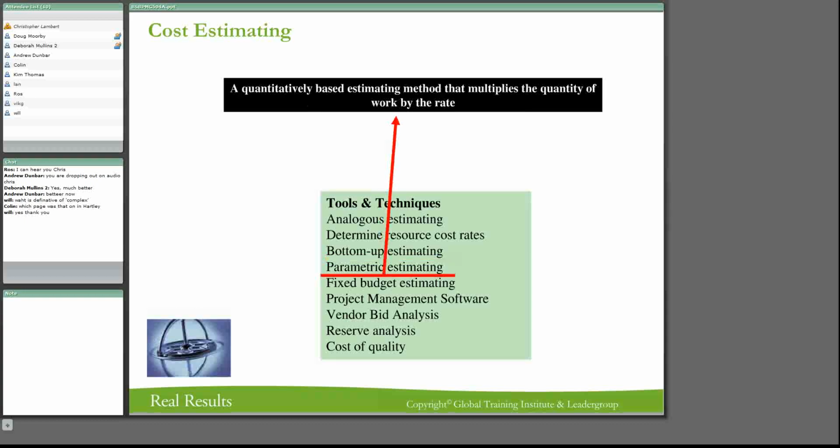The next one is obviously your parametric. Now that means a rate. Now that can be done fairly effectively, and you can often break down an activity so that it's easy to do with a rate. Now, I can give you an example of that.